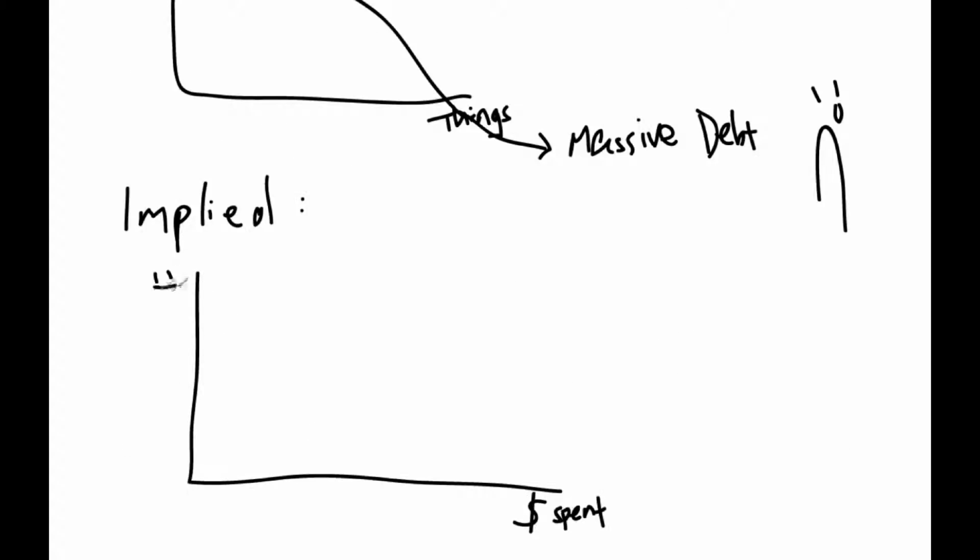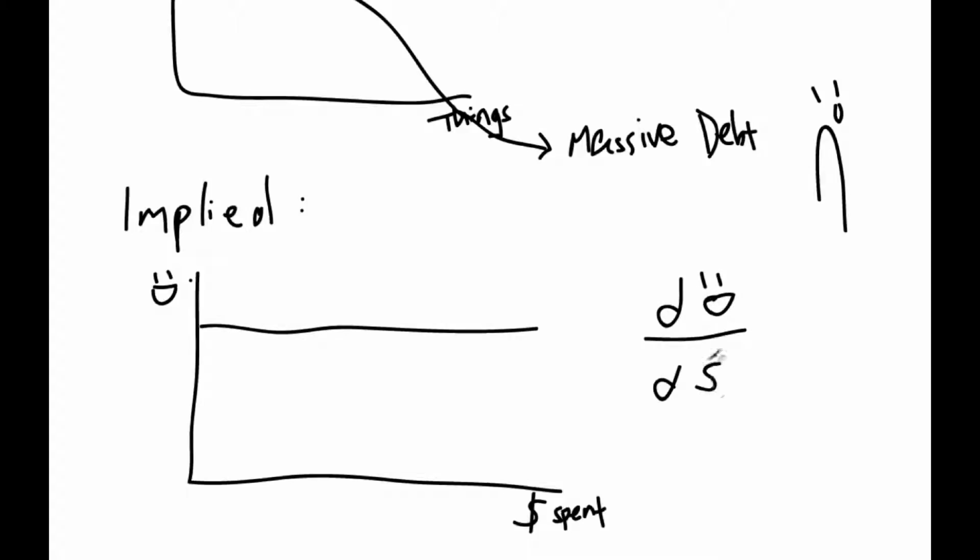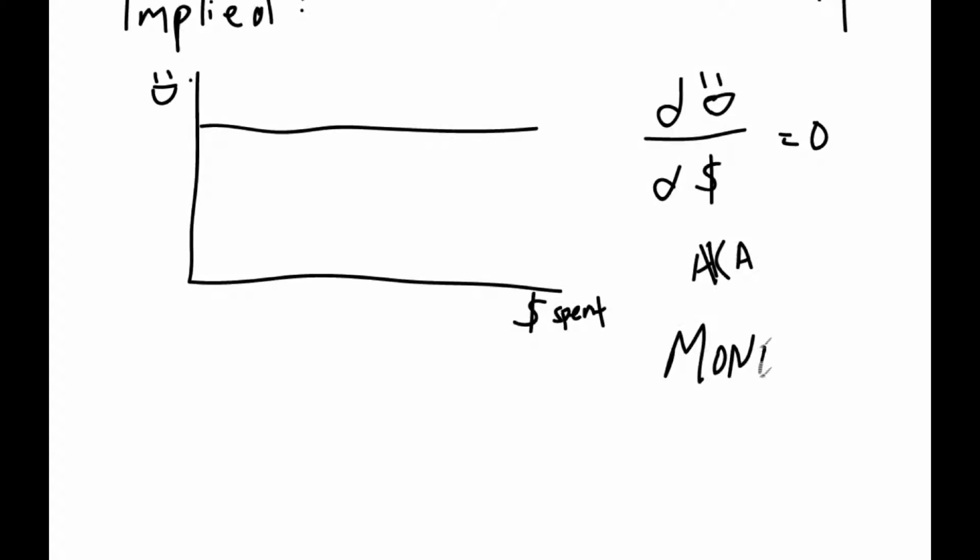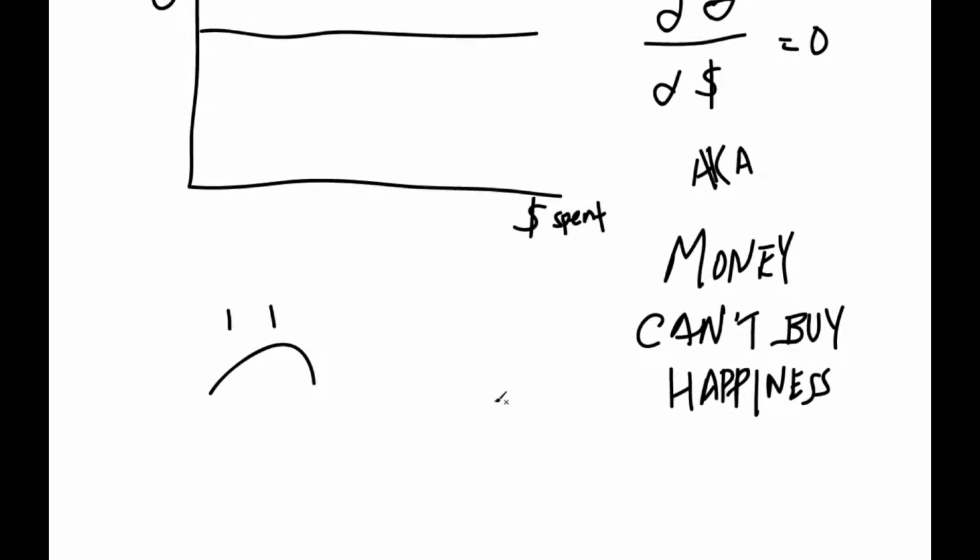You know what this implies, though, is that the money you spend is not at all related to the amount of happiness you have. The derivative is zero, aka money cannot buy happiness. You should have listened to your grandmother.